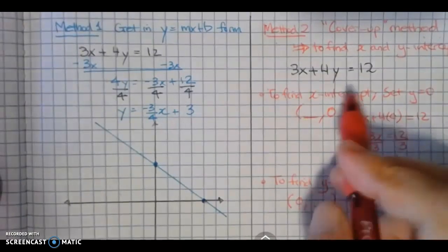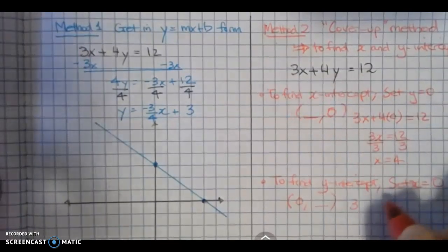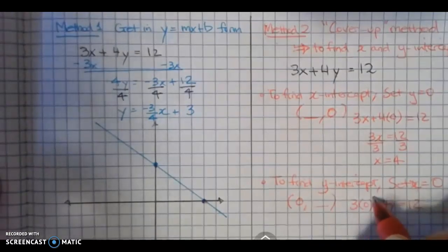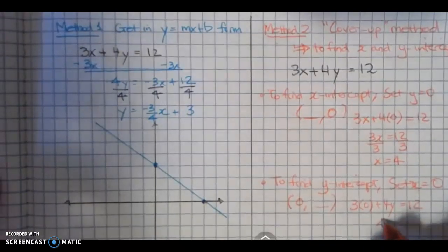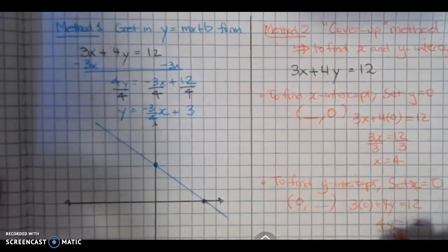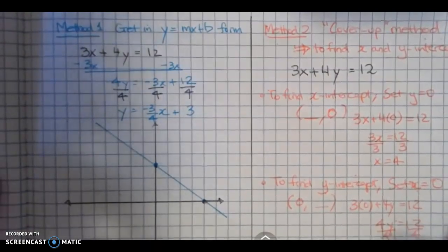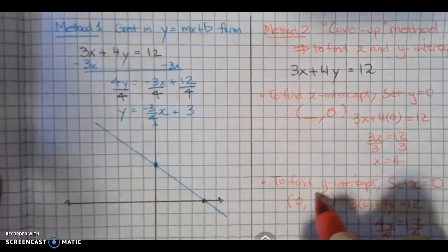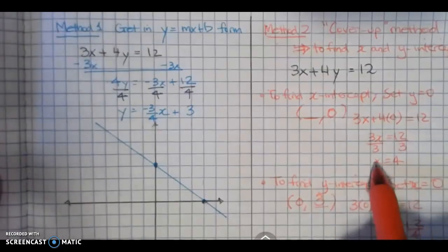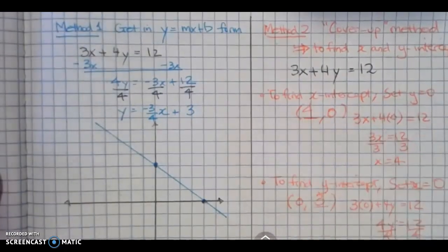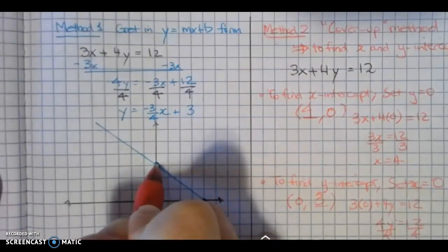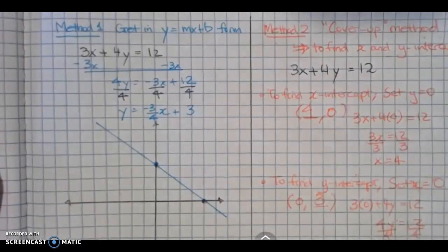Then we go back to our equation. 3 times x, which is 0, plus 4y is equal to 12. This 3 times 0 is just 0, so that becomes 4y is 12. Divide both sides by 4 and you get y is equal to 3. So I can now put the y-intercept here, as well as the x-intercept over here. You put the point there and then draw the line. And that's the method.